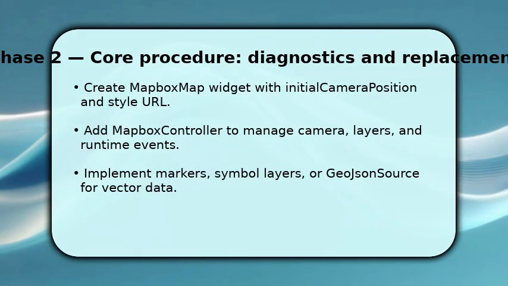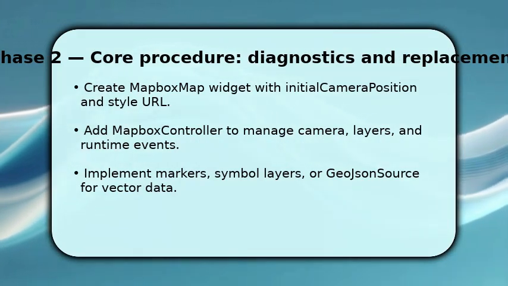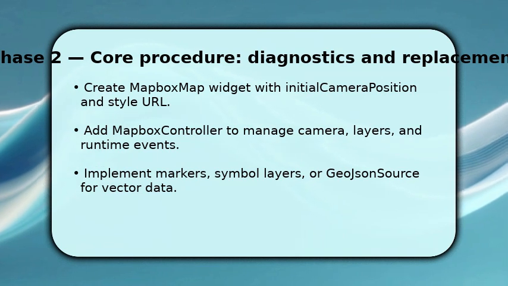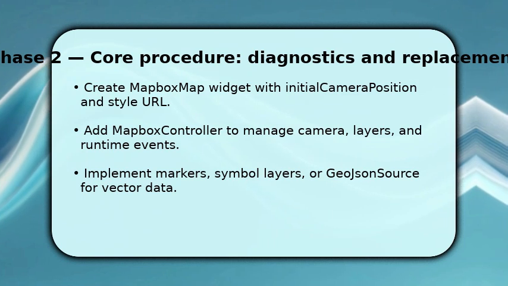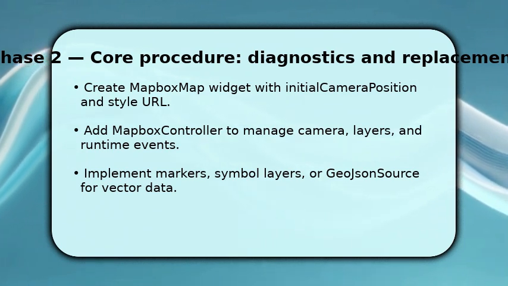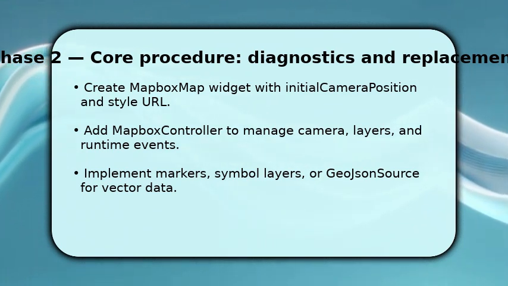Now you implement the interactive map. Insert a Mapbox map widget with an initial camera position showing lat/long and zoom. Create and store the Mapbox controller in onMapCreated so you can move the camera or add sources.